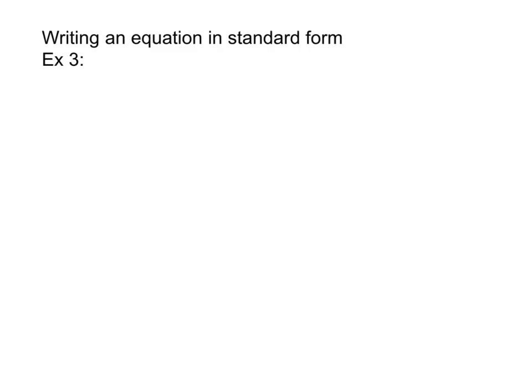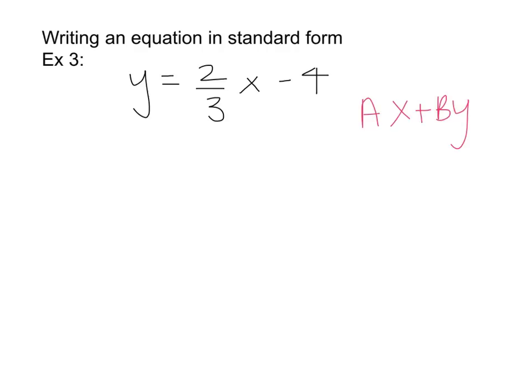Let's look at how we write the equation of a line in standard form now. We are given the equation y equals 2/3 x minus 4. And if you notice right now, that's in slope-intercept form. 2/3 is my slope, -4 is my y-intercept. And standard form is ax plus by equals c. So I definitely need to move my x to the other side. So since it's positive 2/3 x, I am going to first subtract it.